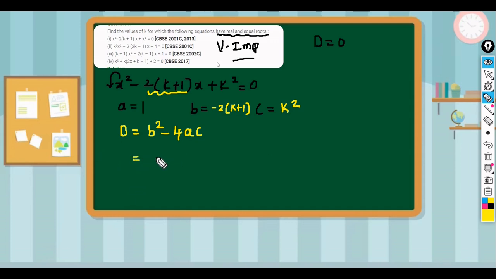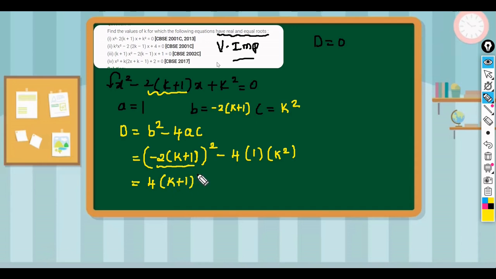Now find the value of discriminant as you did in the previous questions. Here I will write minus 2 into k plus 1 whole square. So I have to put one more bracket here. Minus 4 into a is 1, c is k square. Now slowly apply your basics. I have told you, you have to square everything inside the bracket. So let's square this minus. When I square minus, it becomes plus. Then when I square 2, it becomes 4. And when I square k plus 1, it becomes k plus 1 whole square. And here I'll get minus 4k square.